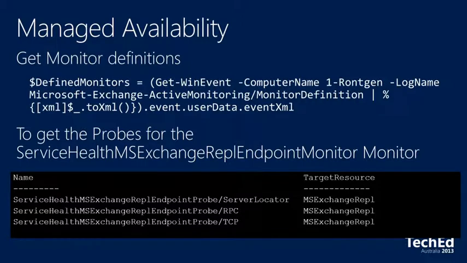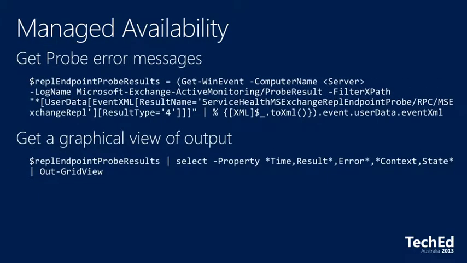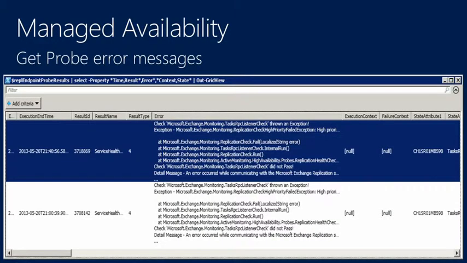And when this probe decided to check on those services for the replication service, it found that there were some errors that it encountered. How do we figure out what the errors are? Again, we're looking for that Service Health MS Exchange REPL Endpoint Probe. And we're getting the probe results, and we're basically looking at things like the time, the result, the error, and some other information. The other thing that we're doing is we're also piping it to out-gridview to make it easier to display. So what we actually end up with is this. This is the resulting output of that last cmdlet.